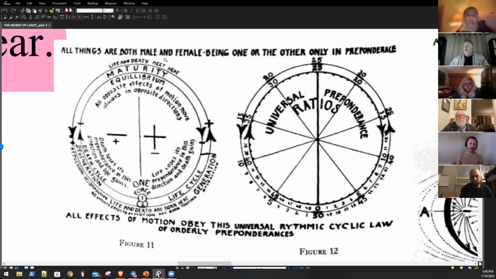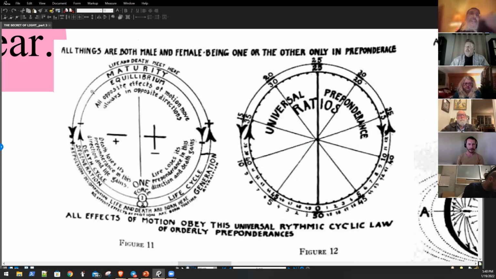So all things are both male and female. This is one thing that we talked about today in the chat, right? All things are both male and female, being one or the other only in preponderance. So all effects of motion obey this universal rhythmic cycle law of order preponderances. As we can see here, life and death meet here. Maturity, equilibrium, all opposites. Effects of motion move always in opposite directions.